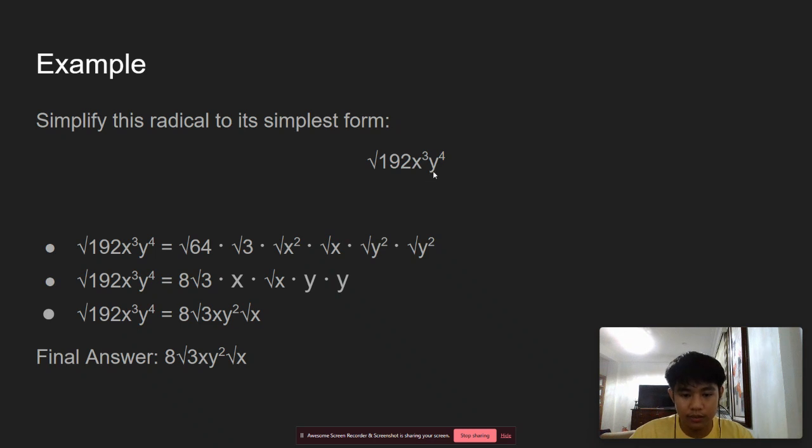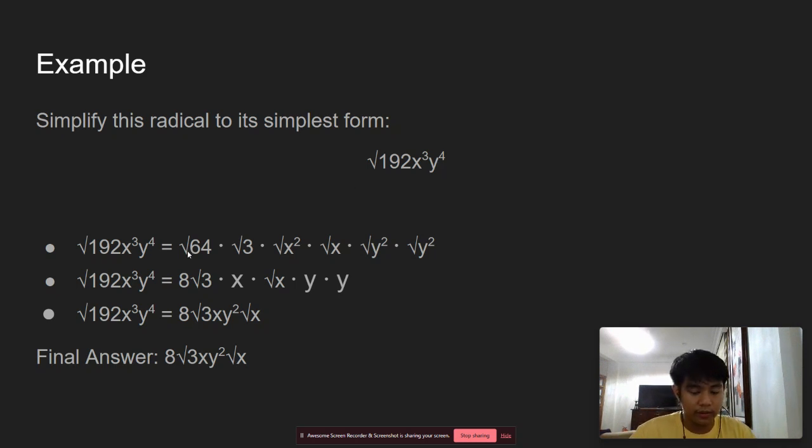Same can be done to y raised to 4. Square root of it will turn out to be square root of y squared times square root of y squared, since again when multiplying two variables, their exponents will only add. So y squared times y squared is y raised to 4.